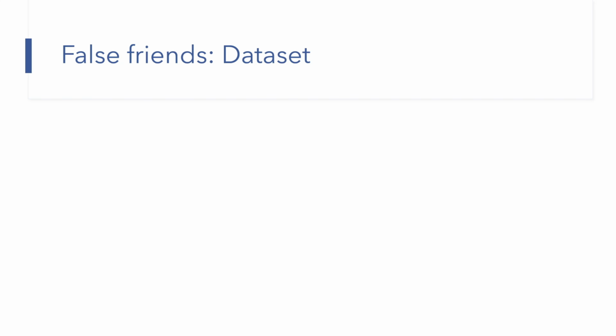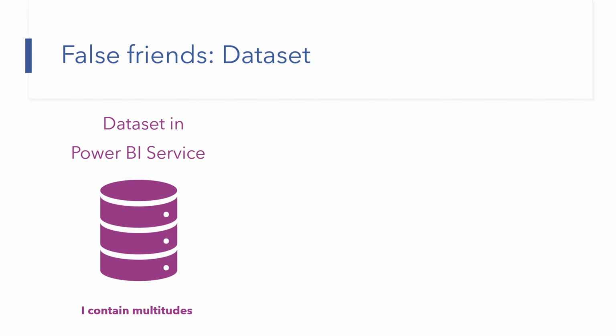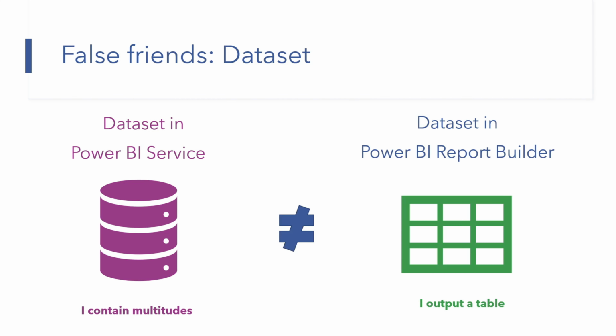Datasets are a completely different beast between the two tools. When we talk about a data set in the Power BI service, we're talking about something that has a data model, that has Power Query logic, DAX measures, all sorts of information imported into it in most cases. It's basically functioning as a columnar database tailored to your reporting needs. Data sets in the Power BI Report Builder are much simpler. They're a query that outputs a single table.